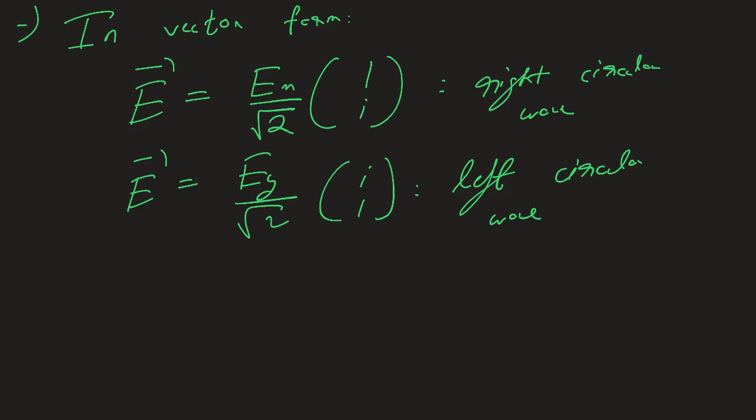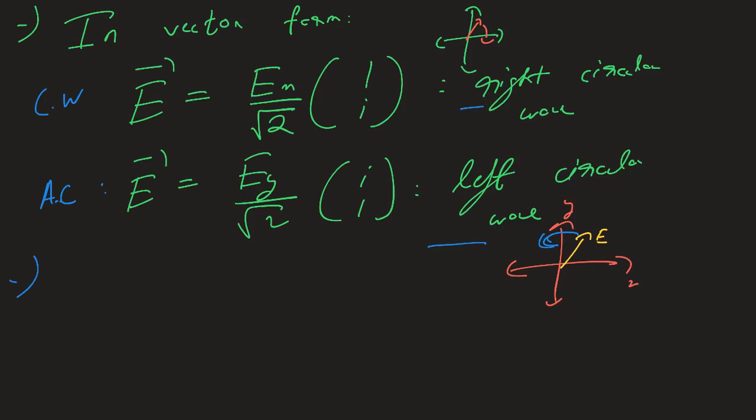And what right circular means is that if these are your x and y axes, then your electric field vector rotates like that. And what left circular means is that if these are your x and y axes, and this is your electric field vector, then the vector would rotate in this direction. Okay? This is anti-clockwise. No, one second, let me think about this. Yeah, this is anti-clockwise, this is clockwise.